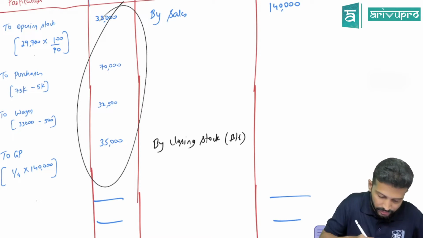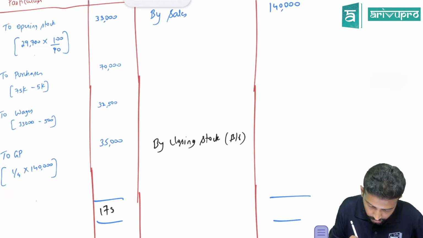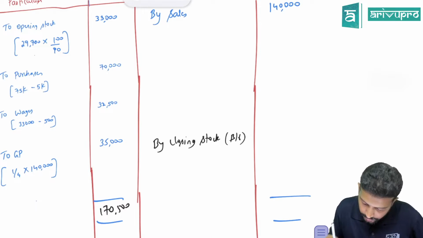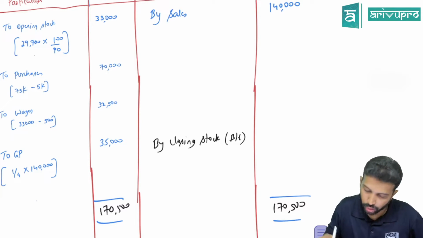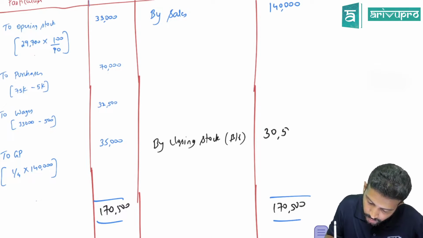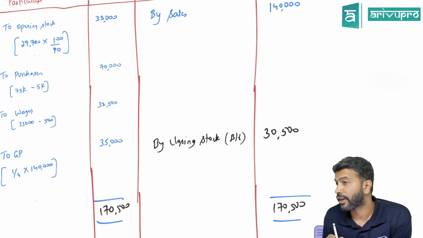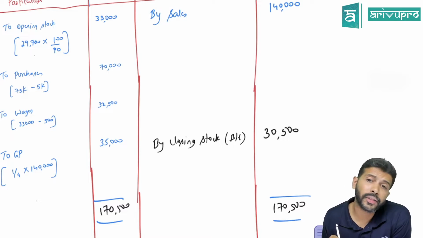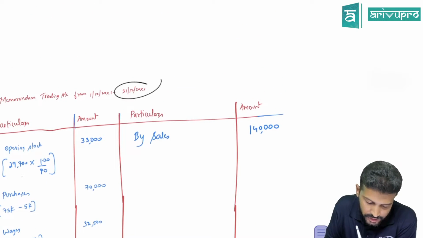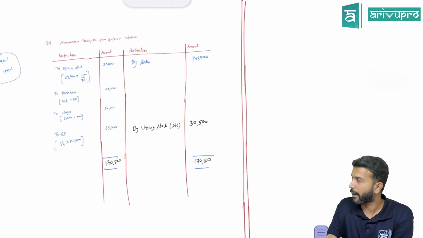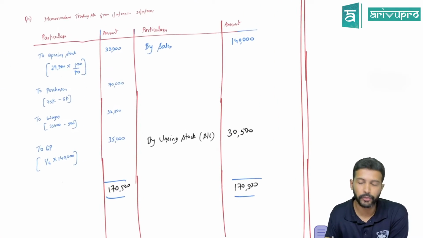Here, sir. This side total is 1,70,500. That side also should be the same. So your closing stock is 30,000. So that is the value of closing stock which has got destroyed on the date of fire, which is 31st December 20x1. Okay, people? Any confusion?